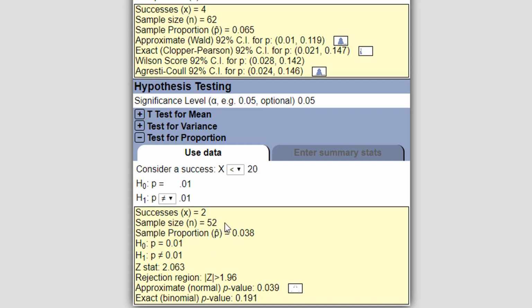Then it just pulls together the data and gives me a Z statistic. It tells me a rejection region. My significance level is set at 0.05. You can change it if you need to, but I'm using 0.05 for this. Then it looks like the approximate normal p-value is 0.039. So if I was using the normal approximation, I would reject the null hypothesis. What I have here is higher than 0.01. It looks like there are significantly more little sea turtles in this area.